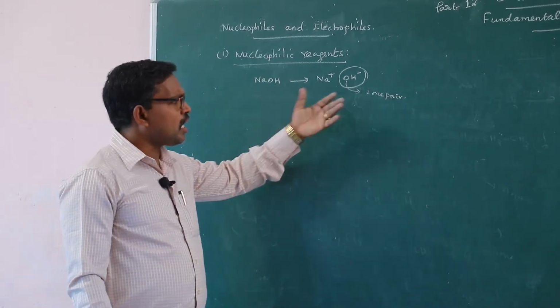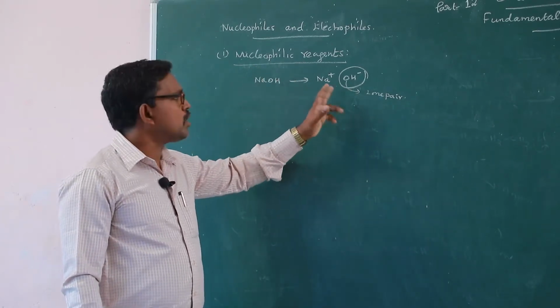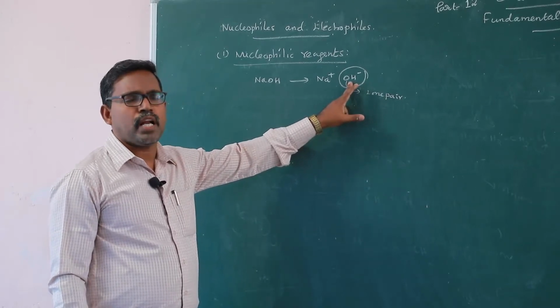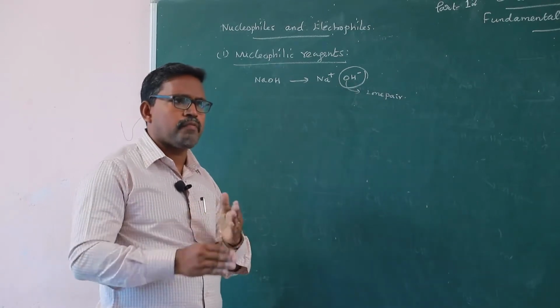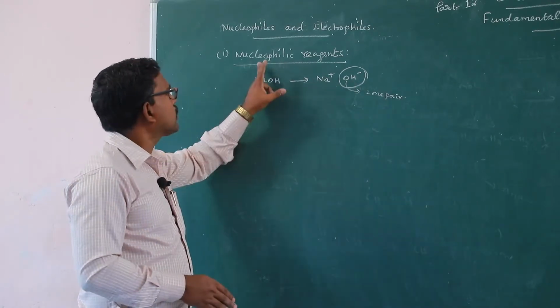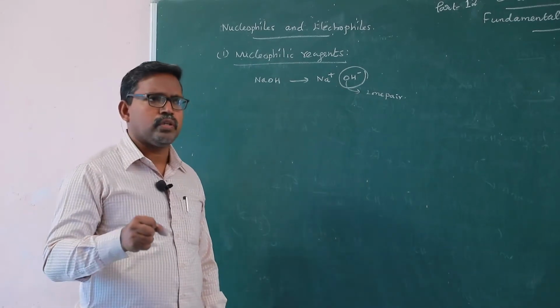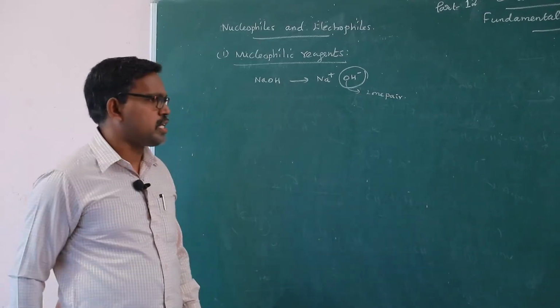Majority of the other nucleophilic reagents are also there. Each and every nucleophile must have a lone pair of electrons. With the help of lone pair of electrons only, they act as nucleophilic reagents. This nucleophilic reagent attacks the electron deficient centers.